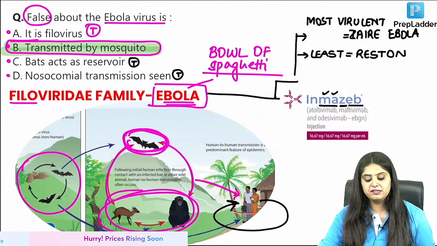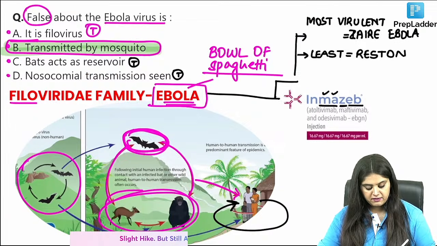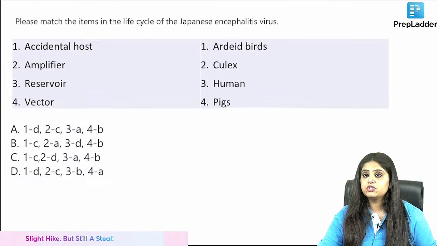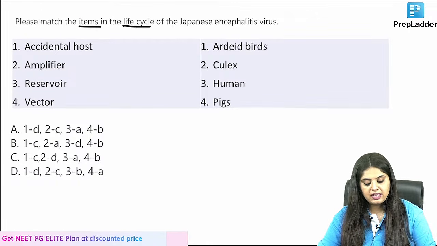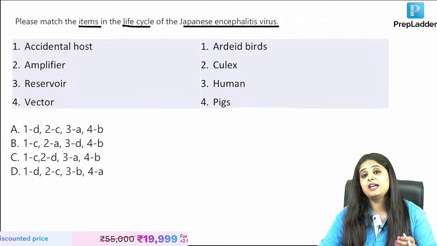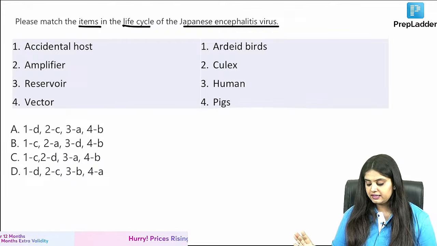It is going to be INI-CET. That is the question they ask you on Ebola. It is a bowl of spaghetti. Very, very important. Coming to the next question, match the following. Baby question. Please match the items in the life cycle of Japanese encephalitis. I expect a question on Japanese, and by the way, just to let you know, this is the last question and the last slide left.